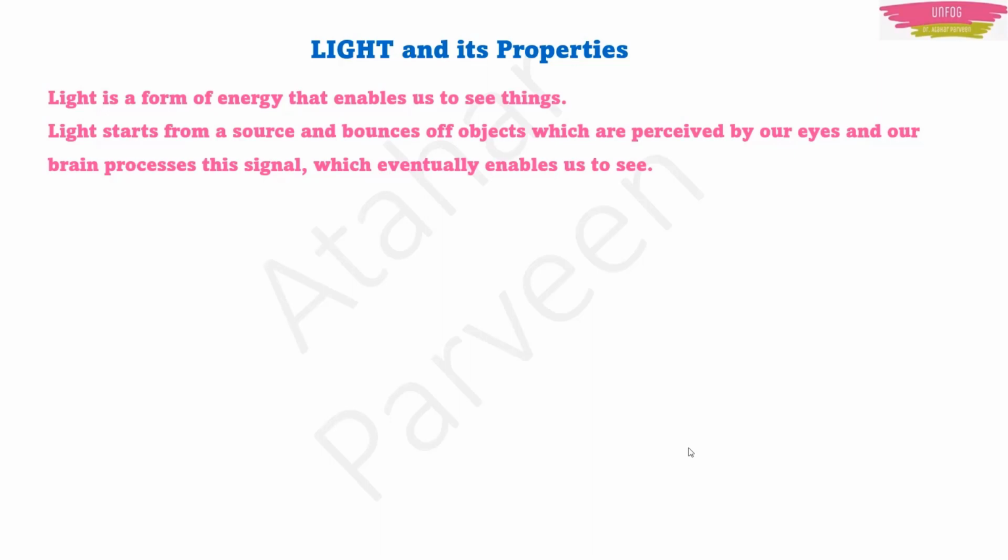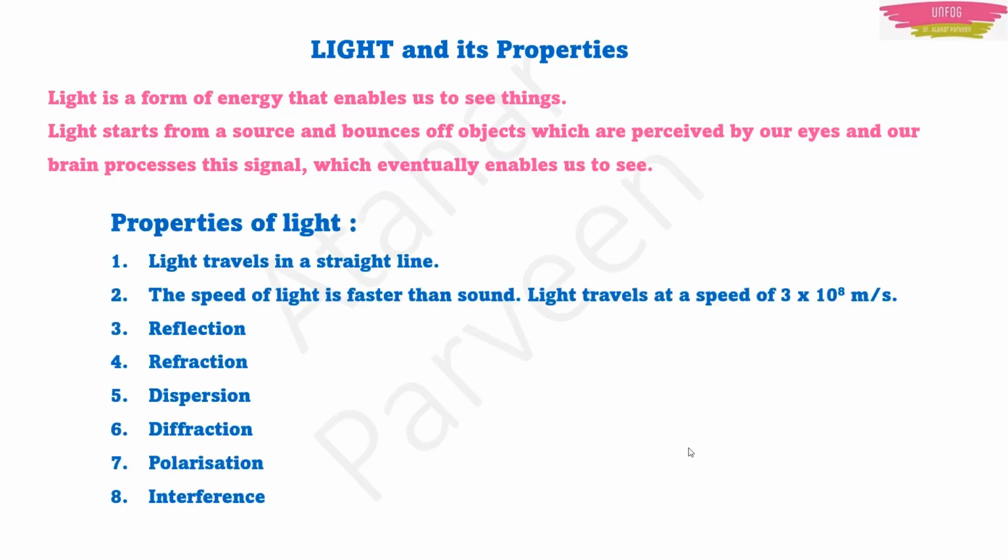And light has a few properties, right? They are the well-known properties. The first is that light travels in a straight line. This is also known as the rectilinear property of light. Now make a point that light travels at a speed of 3 into 10 to the power 8 meters per second, which is very much faster than that of sound. This can be an MCQ question.